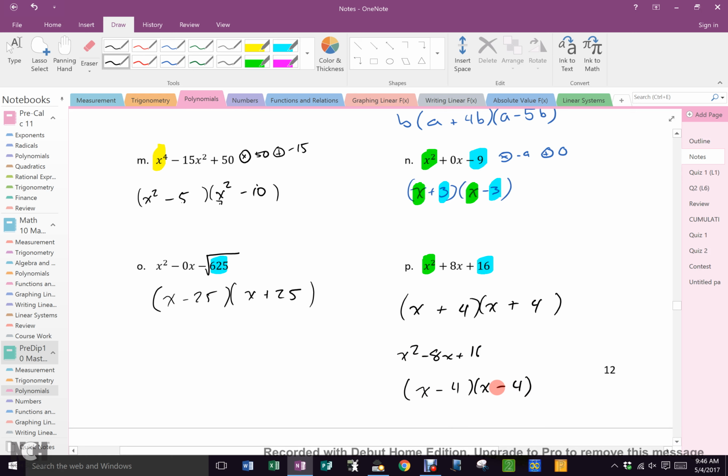Kathleen? Every time it's a perfect square on both ends, you can do either of these things depending on what it is. If there's no middle term, it's plus and minus. If there is a middle term, it's plus plus or minus minus.